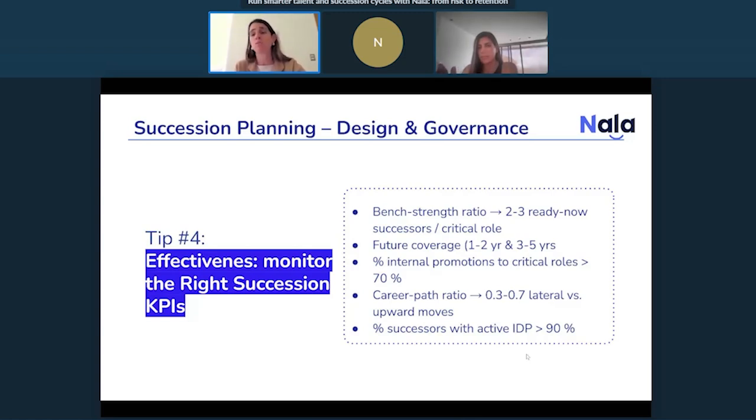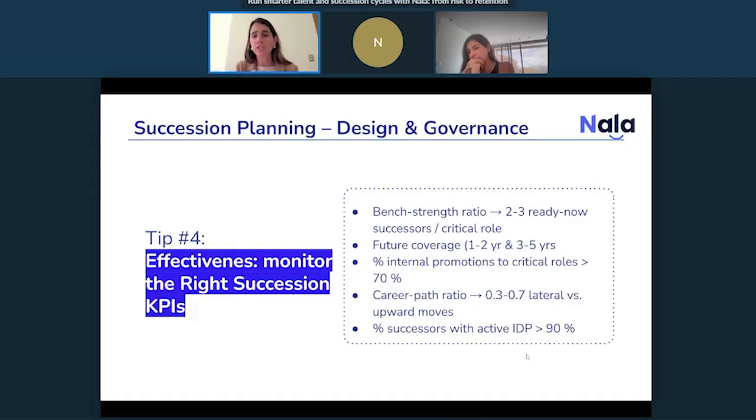So bench strength ratio. Ideally, you should have 2 to 3 ready-now successors for a critical role. Think of this as a game. You have people on the bench. The main player is injured. You have somebody that goes into the field right away. So that's one very important thing. If you have your critical roles, how many people do you have that are ready-now successors?